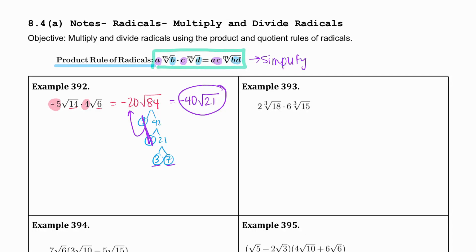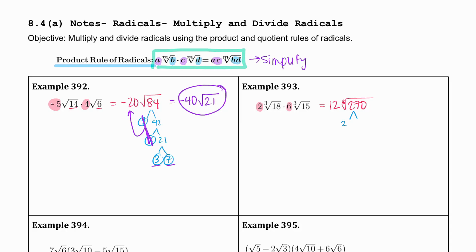Process is the same if we're working with cube roots. Our simplification just looks a little bit different. So if we multiply our outsides, 2 times 6 gives us 12. If we multiply our insides, I'm going to keep my little index of 3 there so we don't forget it's a cube root. 18 times 15 gives me 270. And now we simplify.